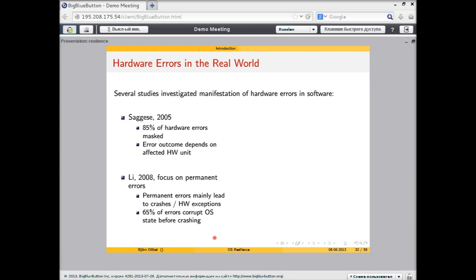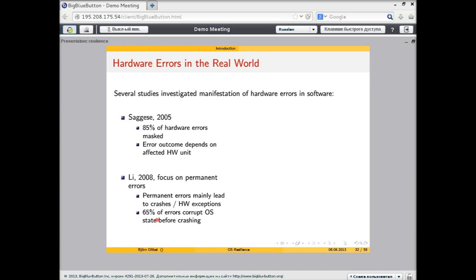Another study was carried out in 2008 where people focused on permanent errors. The previous errors, like radiation-induced errors, are usually transient. And transient error means the error occurs at a certain point and also vanishes after some time. Suppose, for instance, you have a memory error, then the error occurs because of some radiation, and some bit in memory changes from 0 to 1. But if you do not read this bit and overwrite it later on, then nothing is going to change and the error is not going to affect you.